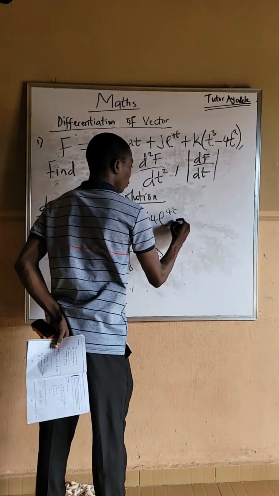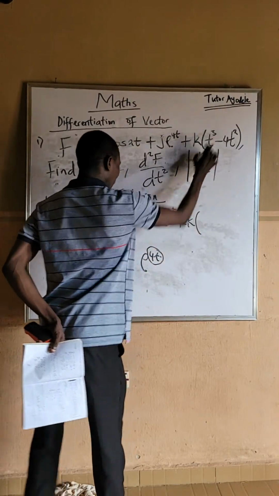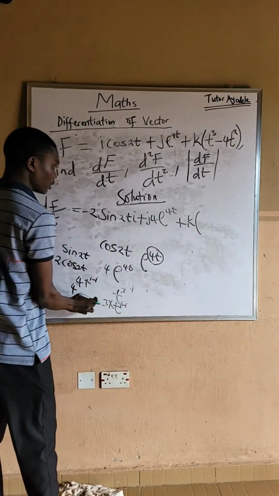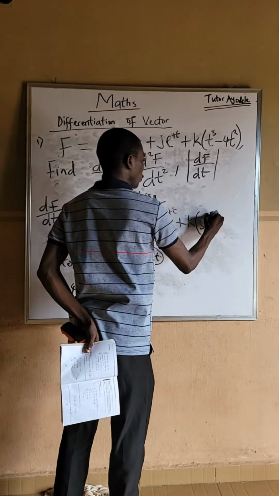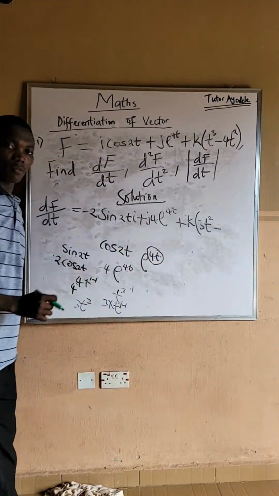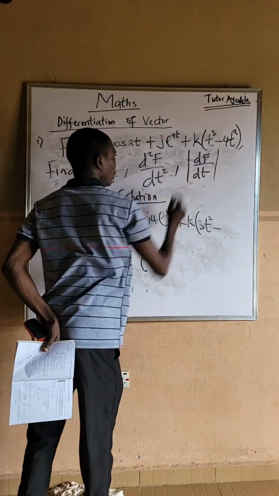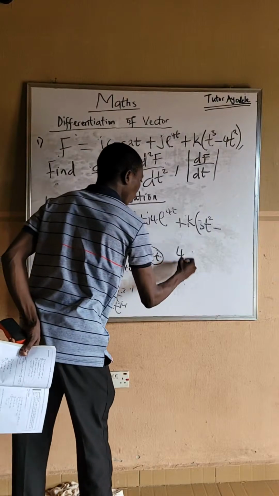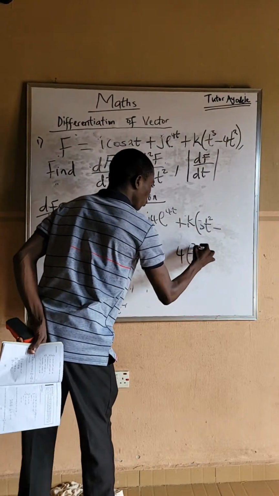So I will have plus k into bracket. So when I differentiate this, I have what? 3t raised to the power of 2 minus. Now I want to differentiate this. So this will be 4t raised to the power of 2.